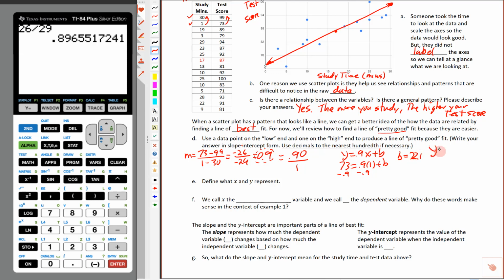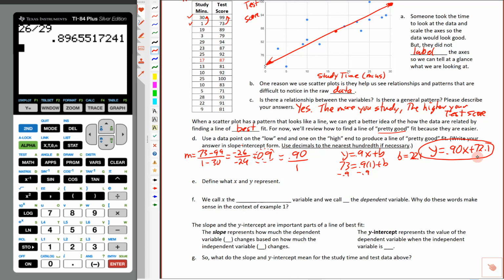So here's what we've got. y equals, I've got my slope right here, 0.90. I'm going to put the 90 on there just for the heck of it. And then the x and then plus 72.1. This right here is the line in slope-intercept form. So that line that we did with a low point and a high point is going to roughly go through the middle of all of those points, roughly through that scatter plot. That's a line of pretty good fit. It's a decent fit for the data.